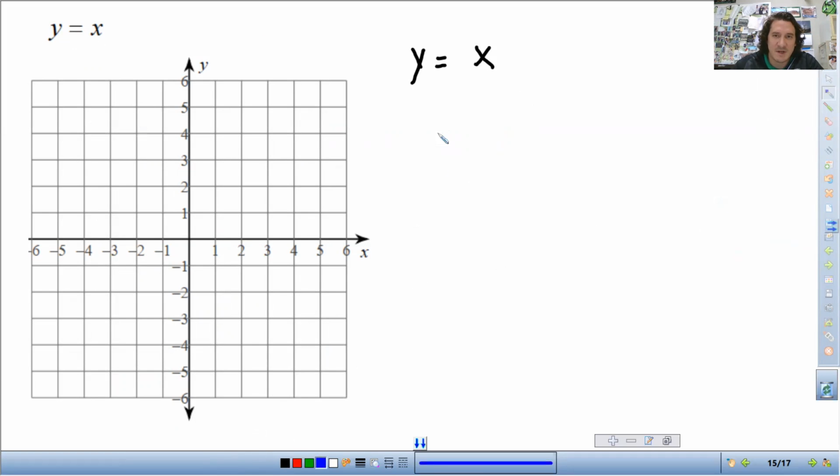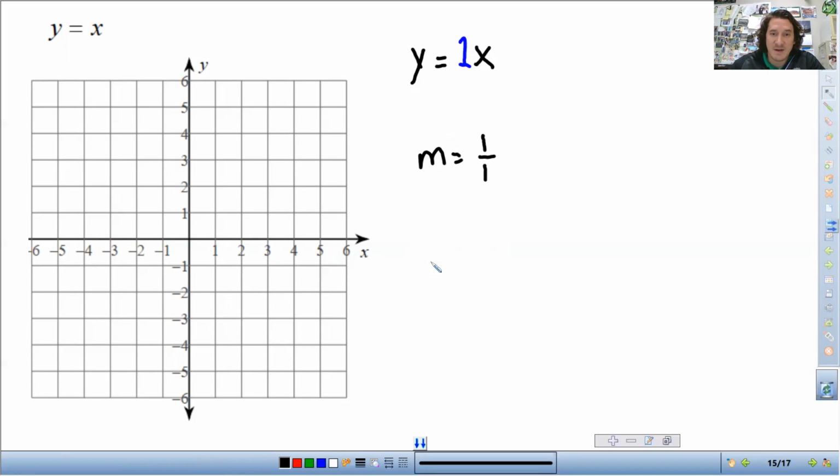So remember, just because you can't see it, there's actually a 1 here. All right, so this is Y is equal to 1X. So we can identify the slope and y-intercept. Slope is easy. There's a 1 in front of it, so the slope is just 1. All right, and remember, slope is easier as a fraction, so I'm going to put it over 1 so I can see the rise and the run, just up 1/1.